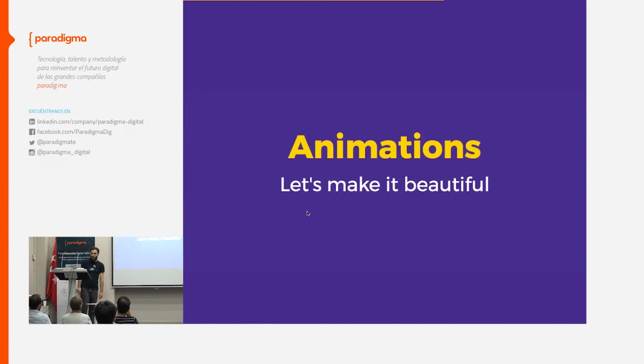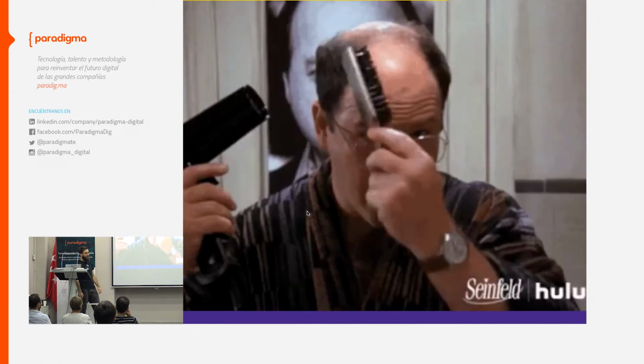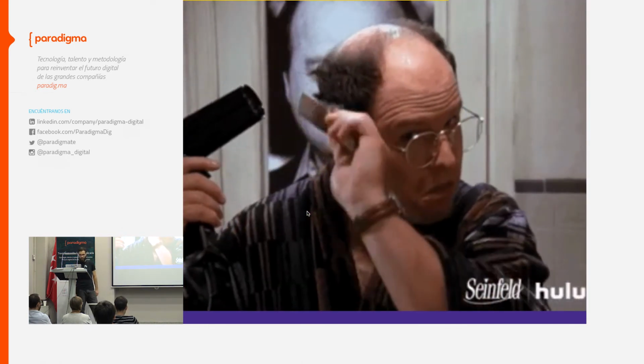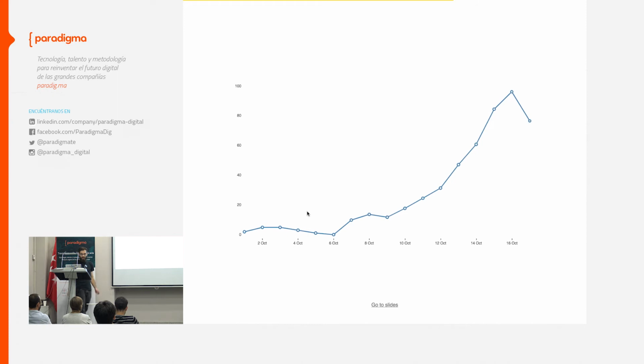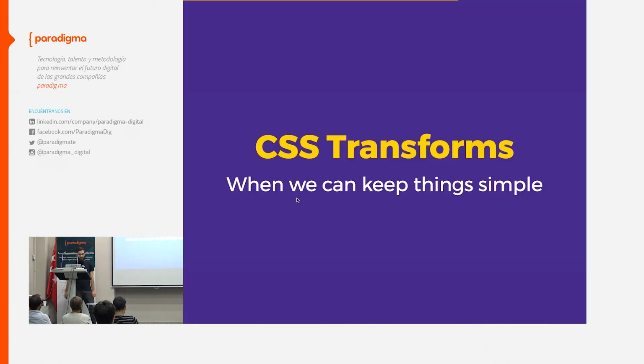So now let's make it beautiful. Let's add some nice animations. So this is what we want to do. We want to animate the line, and we also want to animate the points, so they have a nice bounce feeling, and it's very smooth. This is just an iframe, so as you can see, it's perfectly smooth at 60 FPS, and it's not difficult.